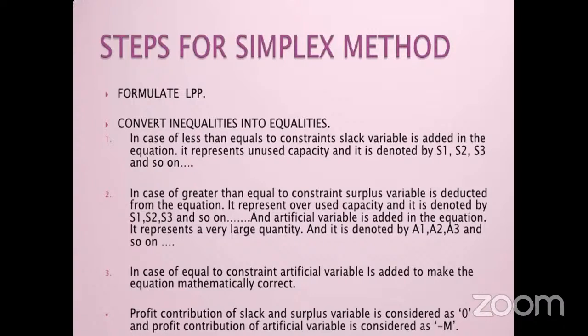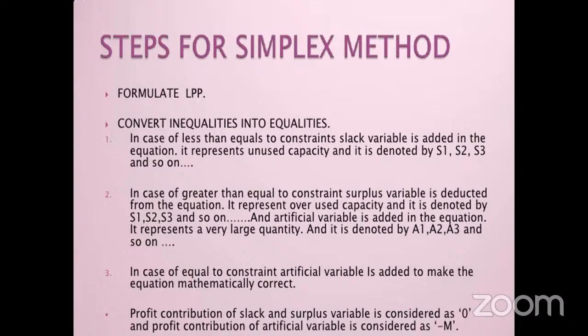First point, in case of less than equals to constraints, slack variable is added in the equation. It represents unused capacity and it is denoted by S1, S2, S3 and so on. So depends upon the number of equations, number of constraints. Any constraint, if it is less than or equals to equation, then you can go with the slack variables. We need to add the slack variables to that equation and make it an equals to equation. Inequalities into equalities by adding up the slack variables.